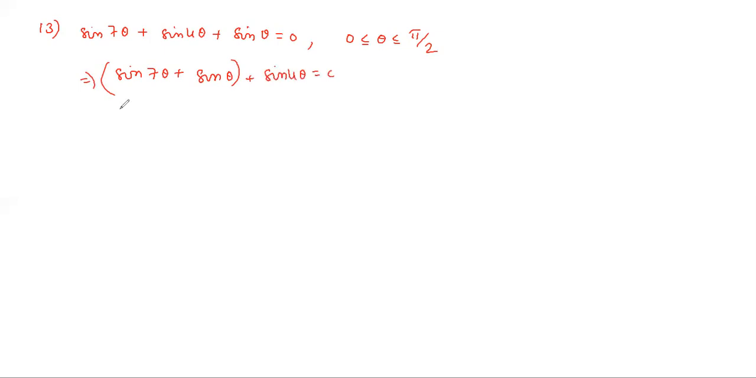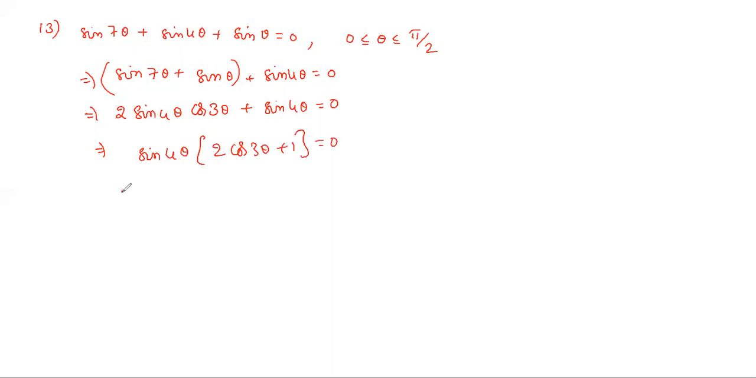So sin C plus sin D is 2 sin (C plus D) by 2, 8 theta by 2 is 4 theta, cos (C minus D) by 2, 6 theta by 2 is 3 theta, plus sin 4 theta equals 0. So sin 4 theta is common: sin 4 theta into (2 cos 3 theta plus 1) equals 0. So sin 4 theta equals 0 or cos 3 theta equals minus 1 by 2.